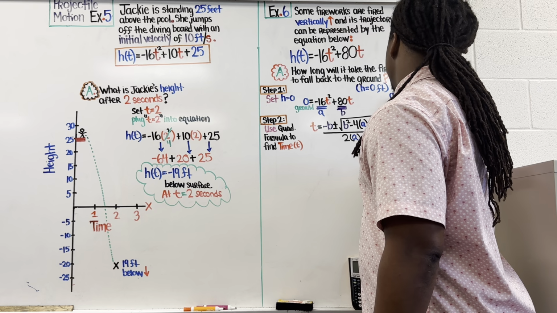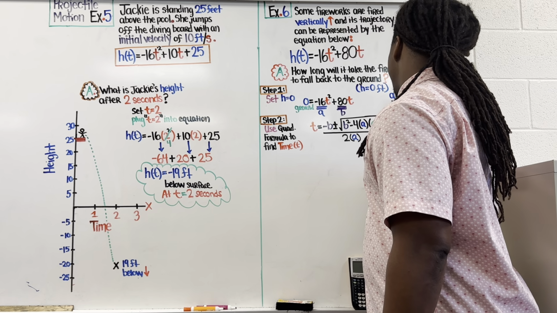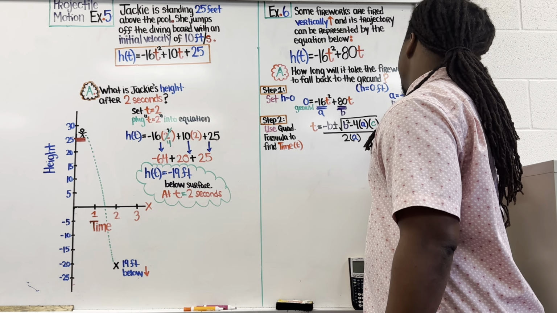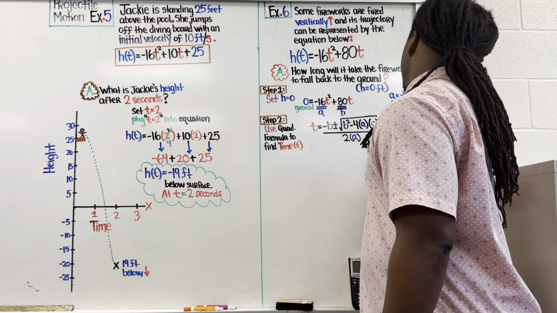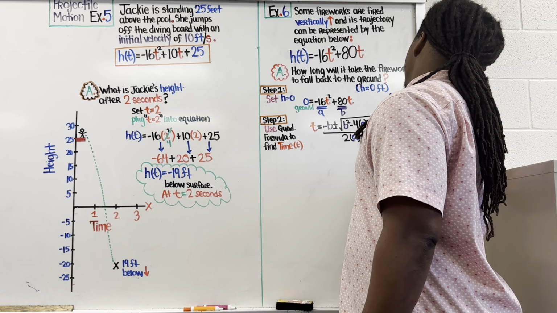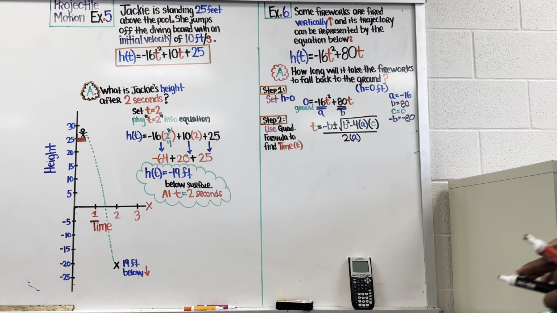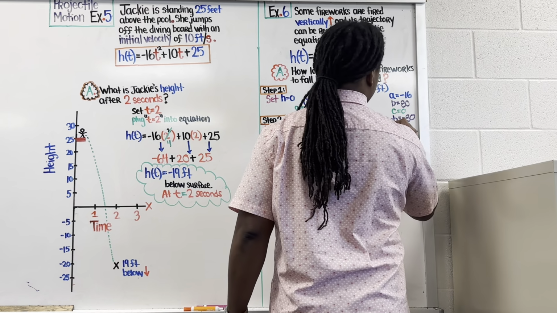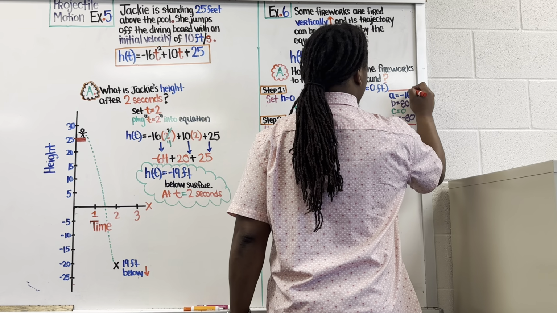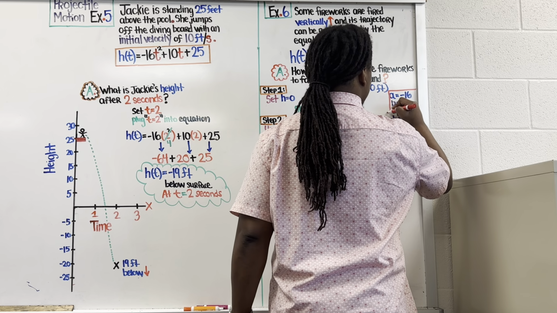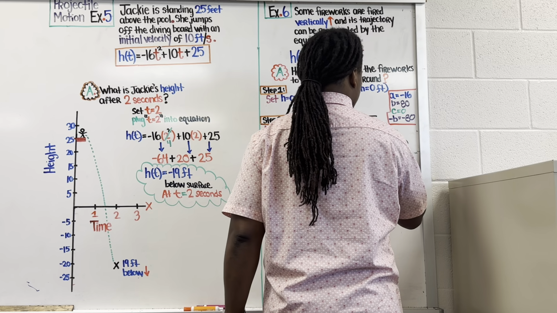So b is 80. So if positive b is 80, guys, then negative b is negative 80. So remember that, guys. If positive b is 80, negative b is negative 80. So this is our little key, guys, of values that we're gonna plug in into the quadratic formula.